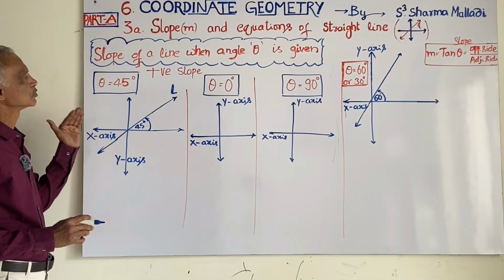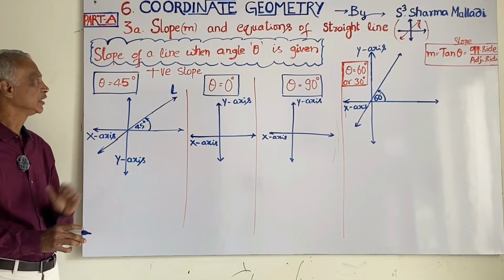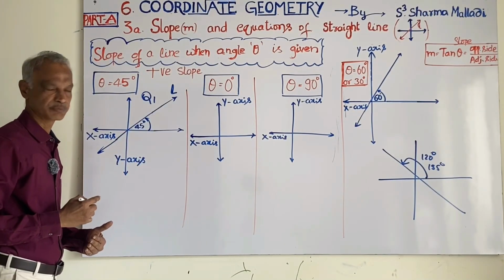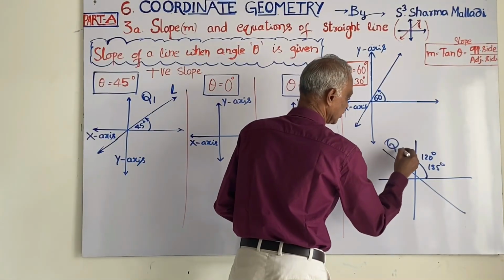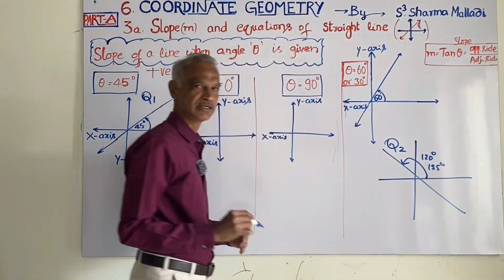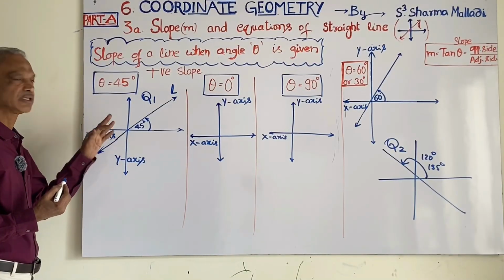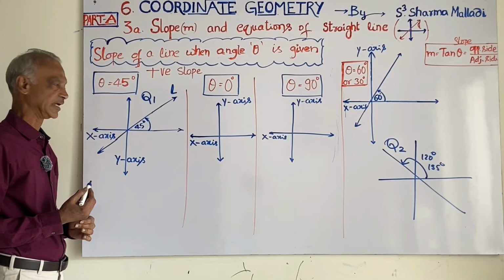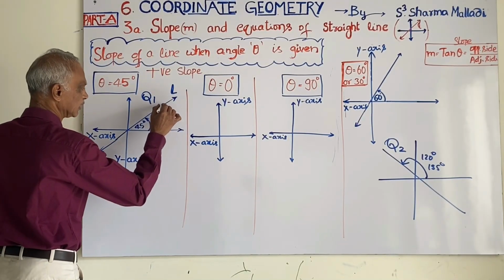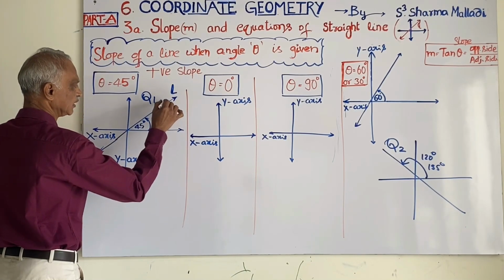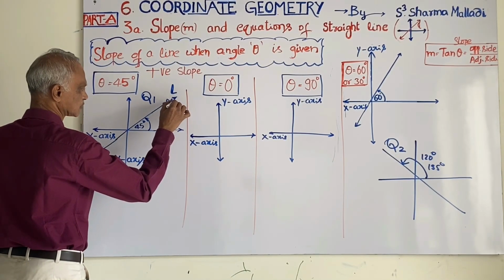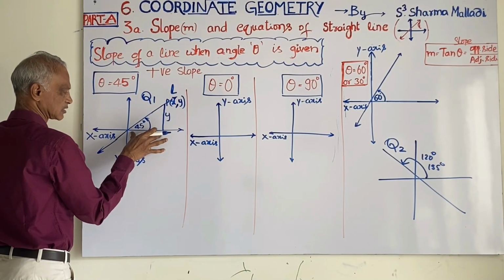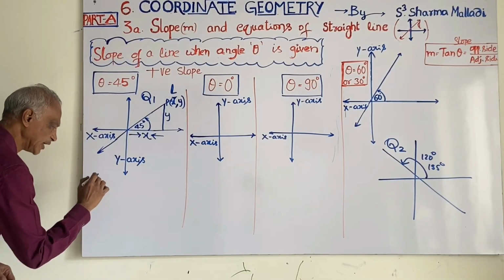Now we have to find the slope of a line when theta is given. It is a positive slope when the line is in the first quadrant, and a negative slope when the line is in the second quadrant. That you should remember. This line is making 45 degrees with the positive direction of the x-axis in the anti-clockwise direction. We will take a point P(x, y). The perpendicular distance is y and this horizontal distance is x. We have to find tan 45.